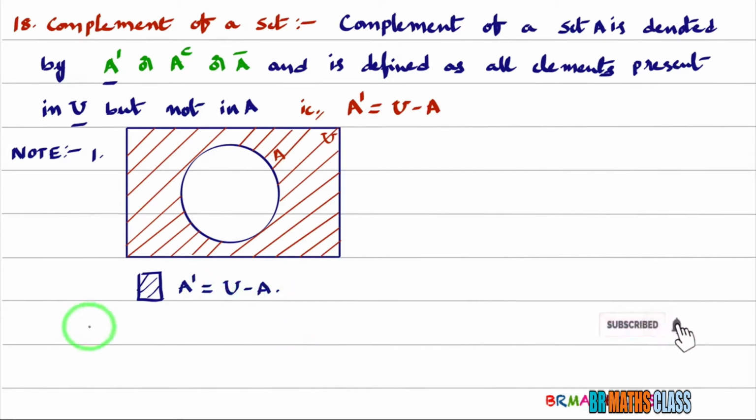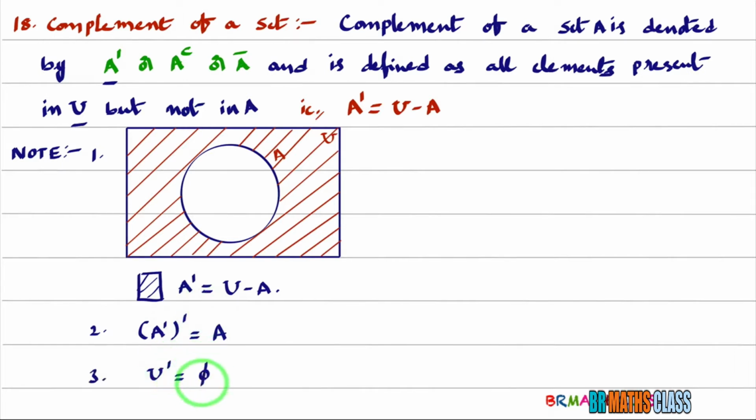Now we'll try to understand a few important points related to the complement of a set. You see, A dash means not A. A dash whole dash is nothing but A. It can be understood easily. A dash whole dash equals A. Complement of universal set is defined as empty set. Complement of empty set is defined as universal set.